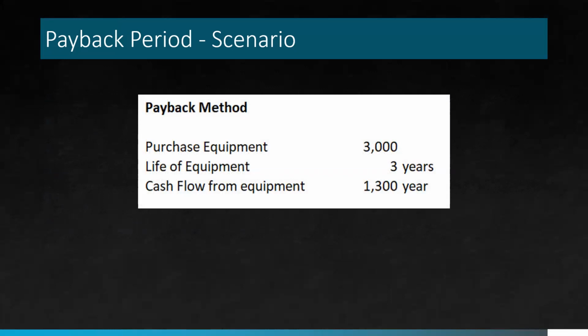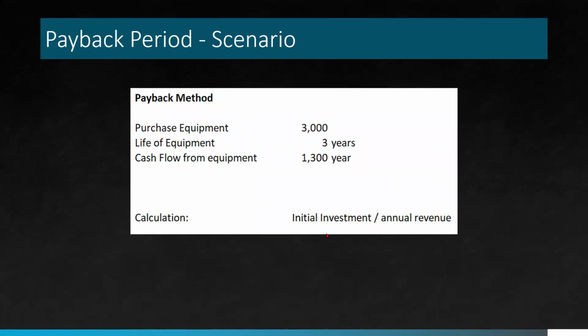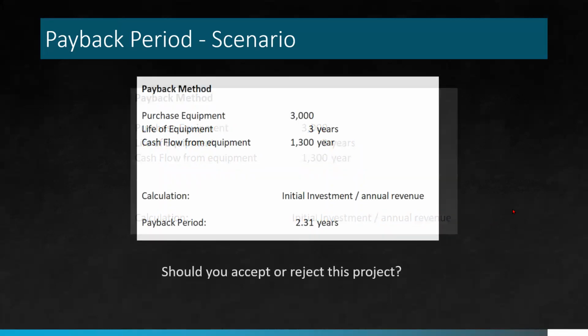So the purchase of the equipment is $3,000 and the life of the equipment is 3 years. And the cash flow we anticipate from that purchase is $1,300 a year. The calculation is your initial investment divided by your annual revenue. Very simple. So when I do that, I take my initial investment of $3,000 and I divide that by 1,300. It tells me that the payback period for me to break even will be 2.31 years.